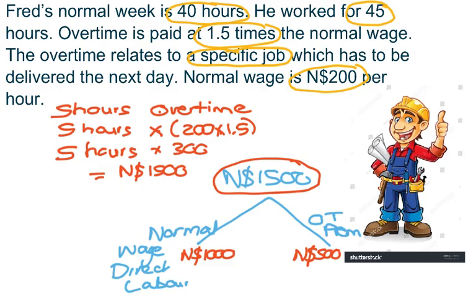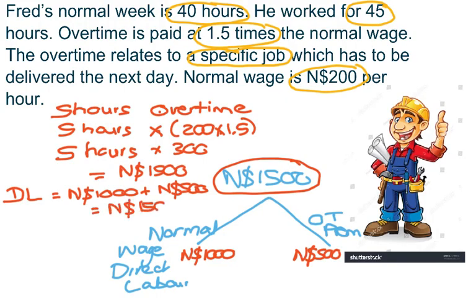Now at the end, how much will go to my direct labor account? A direct labor, DL, it will be the 1,000 plus the 500. So this will be 1,500. How much will go for indirect labor or manufacturing overheads? 0, because this job was performed, or the overtime was performed on a specific job or order.